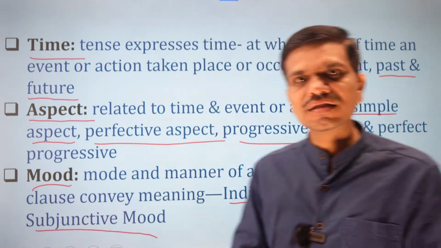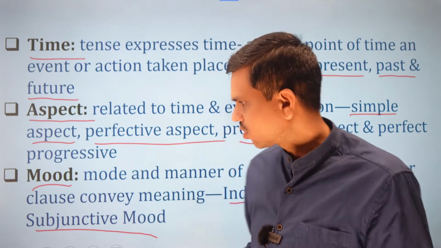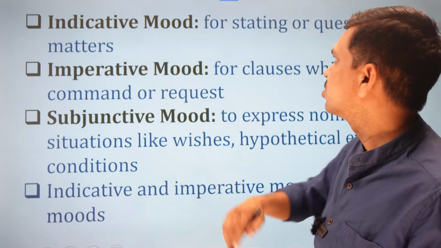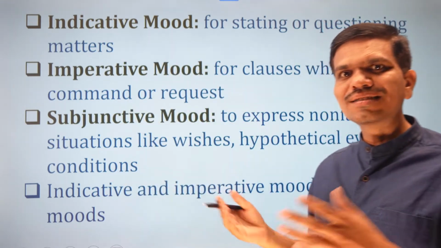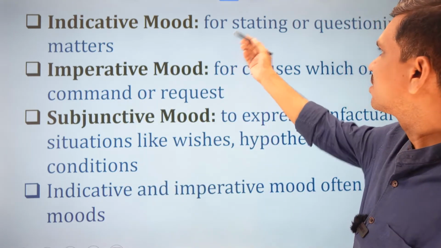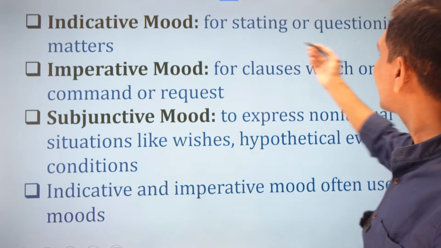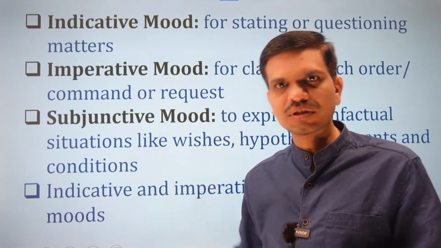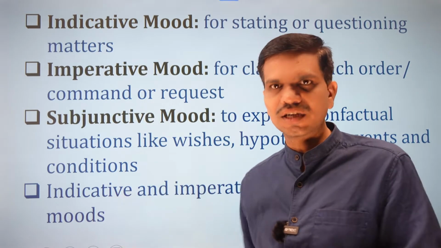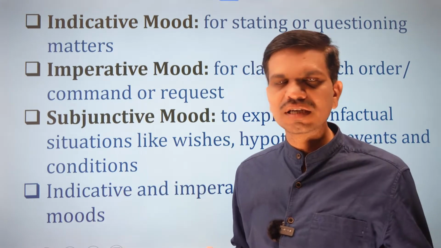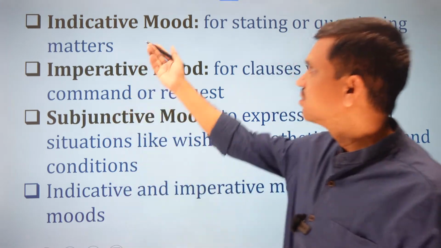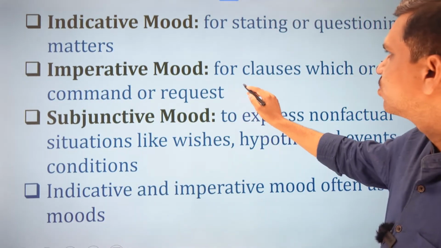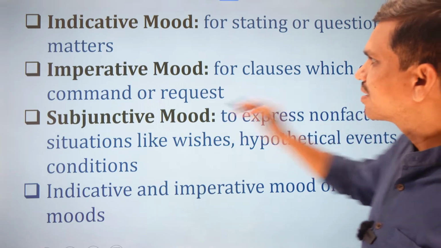Now again let's understand the meaning of these different moods. First we have indicative mood. Indicative mood is a general mood used for stating or questioning matters. It's very general. If you have a question, it comes under indicative mood. If you have a simple statement or a simple sentence, it comes in indicative mood. Then we have imperative mood, for clauses which order, command or request.